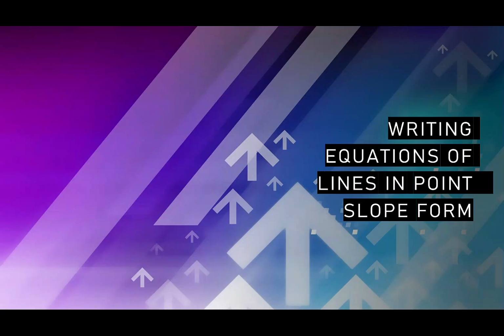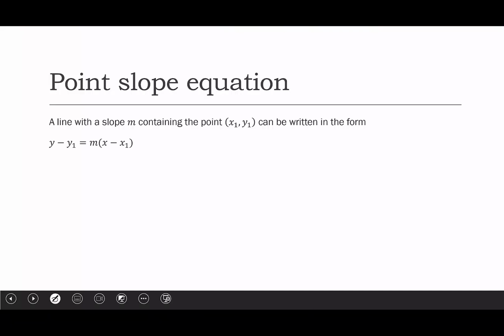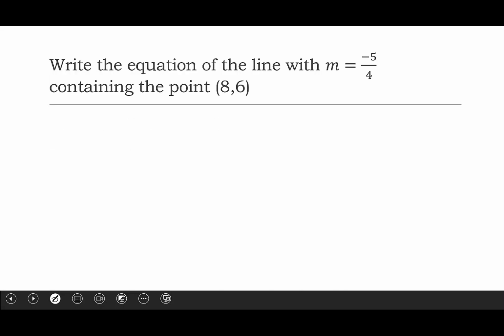Let's take a look at writing equations of lines in point-slope form. A line with a slope m containing the point (x1, y1) can be written in the form y minus y1 is equal to m times (x minus x1). Let's use this formula to write the equation of the line with m equals negative 5/4 containing the point (8, 6). We'll write y minus 6 is equal to negative 5/4 times (x minus 8).